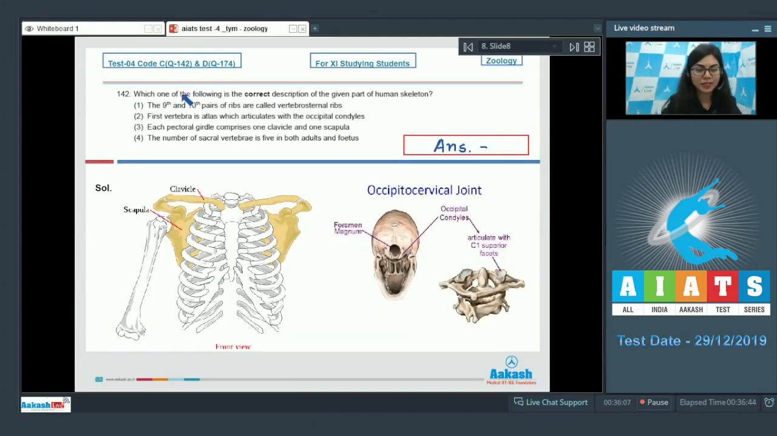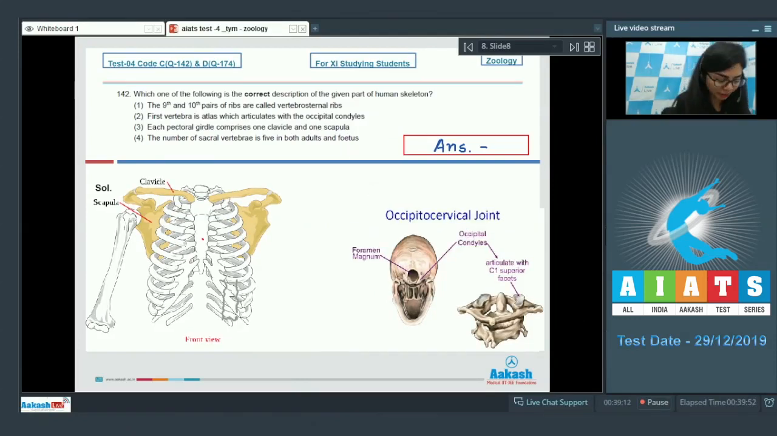Question number 142. Which of the following is the correct description of the given part of human skeleton? Option 1, the 9th and 10th pairs of ribs are called vertebrosternal ribs. Option 2, first vertebra is atlas, which articulates with the occipital condyles. Option 3, each pectoral girdle comprises one clavicle and one scapula. Option 4, the number of sacral vertebrae is 5 in both adults and fetus. Let's go over the options one by one, students.